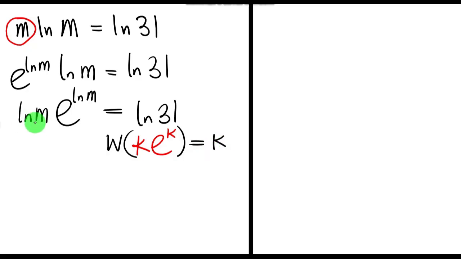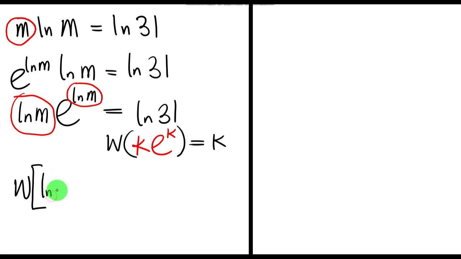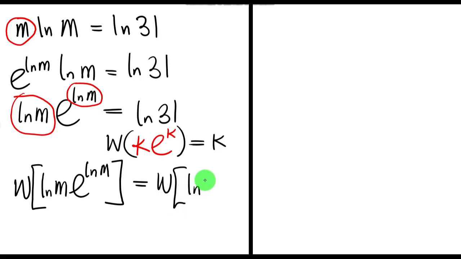Therefore, what we need to observe here is that the ln m that we have here is the same thing as ln m that we have here. Therefore, applying Lambert W function to both sides, we're going to have Lambert W function of the left hand side, which is ln m, then exponential of ln m, that is the left hand side. Then to the right hand side, apply the same thing, Lambert W function of ln 31.